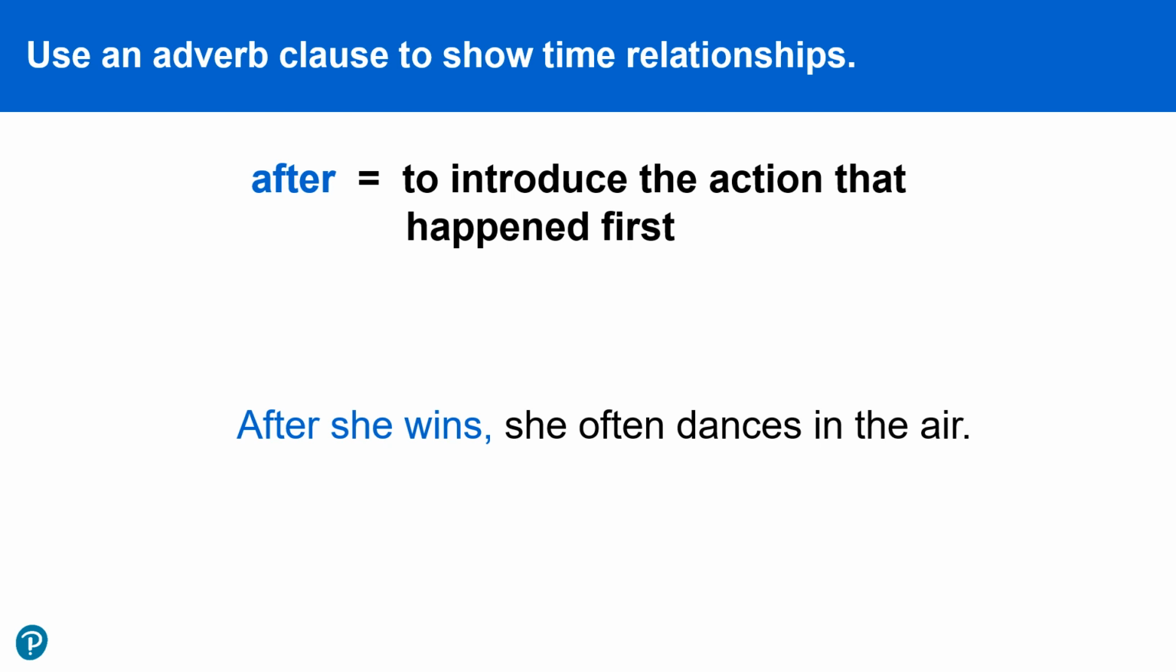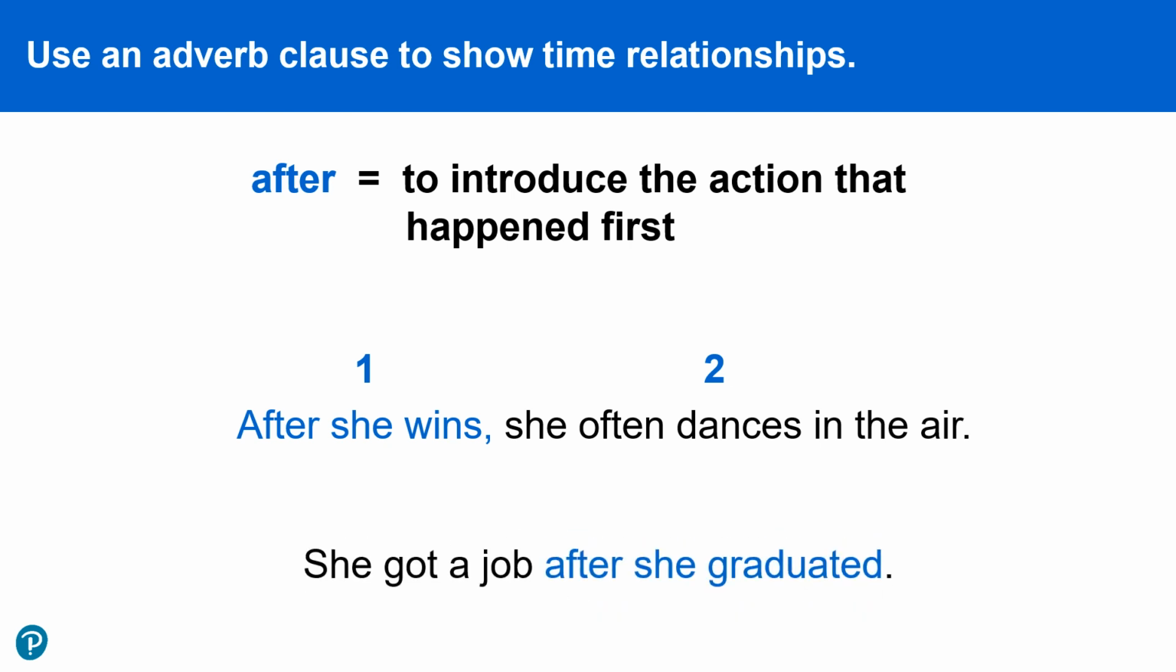Which action is happening first? She wins or she often dances in the air? She wins happens first, and then she often dances in the air. So after she wins is an adverbial clause. It's describing when the verb dancing happens. So she often dances in the air is our independent clause, and after she wins is describing when that verb dancing happens. It happens after she wins.